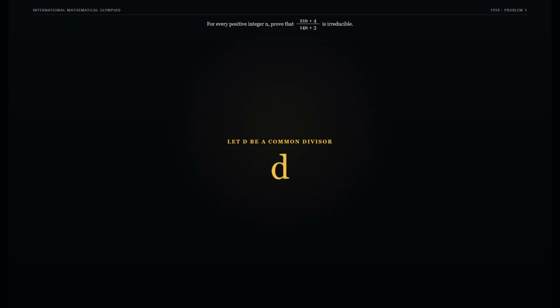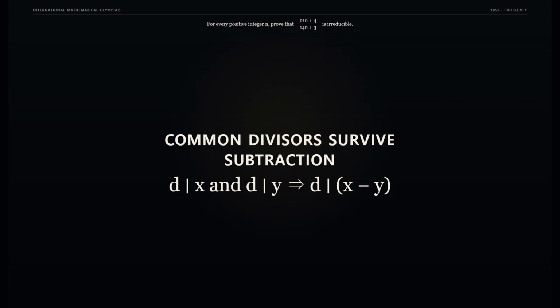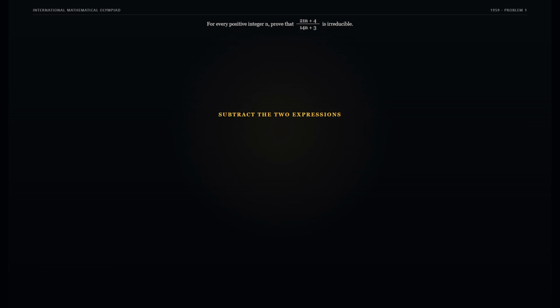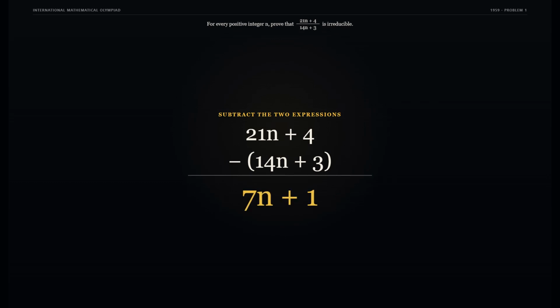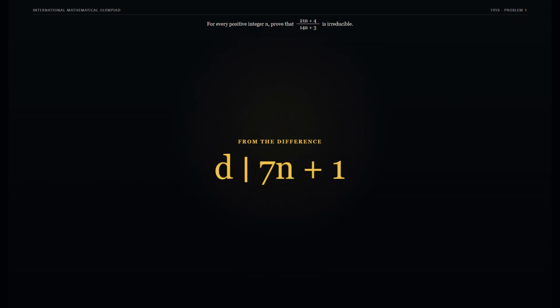Let d be a common divisor of the numerator and denominator. Then d divides 21n + 4, and d divides 14n + 3. A common divisor must also divide the difference of the two numbers. Subtracting gives (21n + 4) - (14n + 3) = 7n + 1. Therefore, d divides 7n + 1.